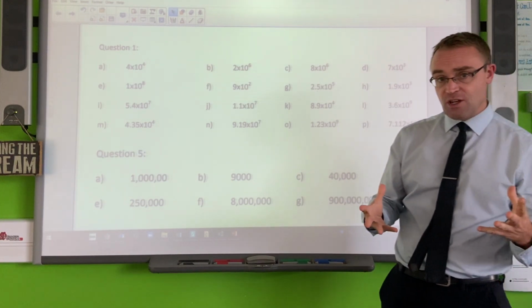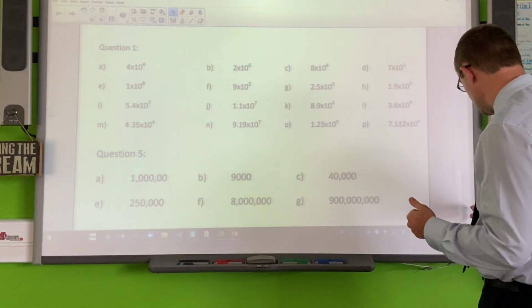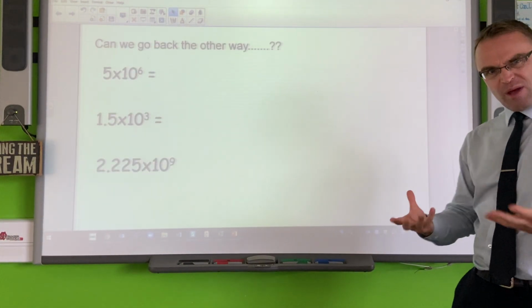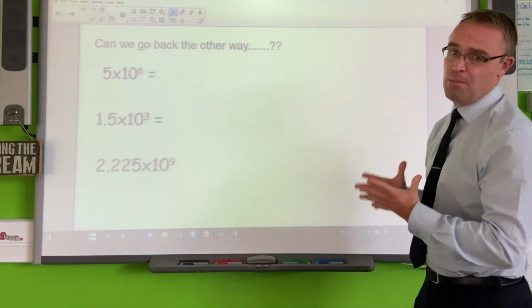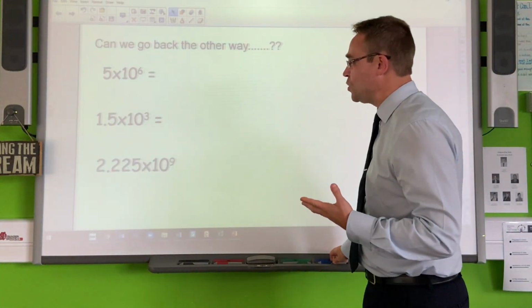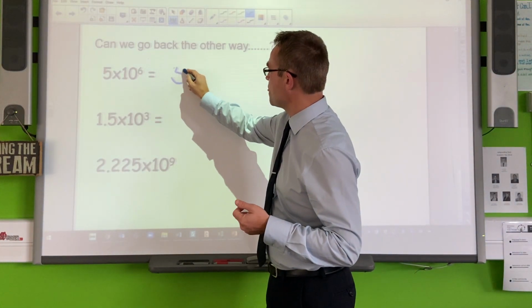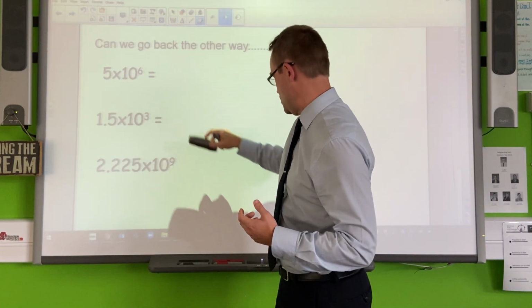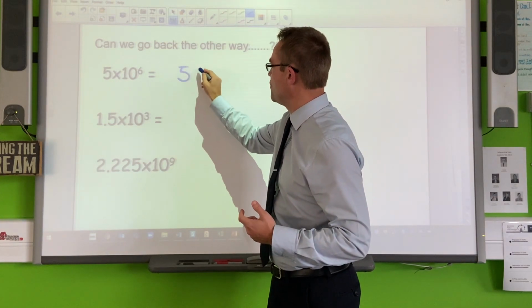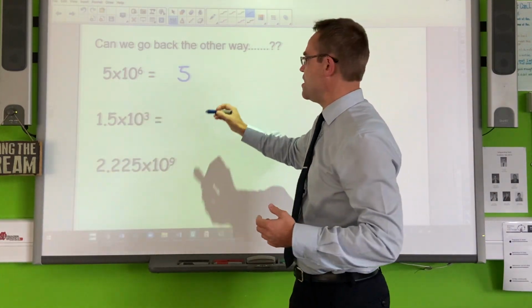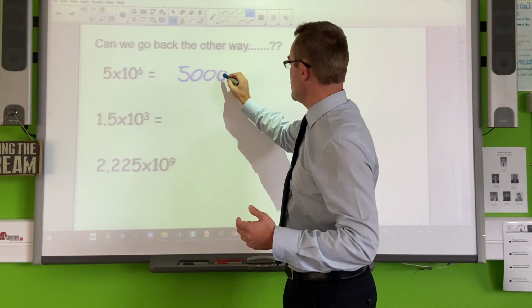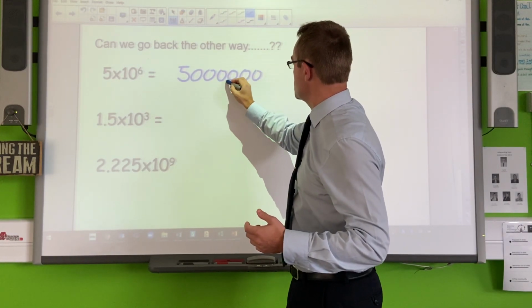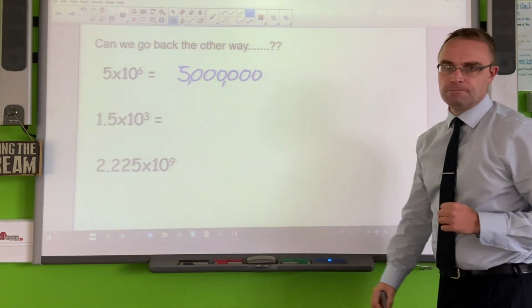I think it's important to have a look at how we go back the other way. So I've got my number, I've got my power of 10, so I know I've got 5, followed by, don't put a multiplication sign across because we're making it a normal number, 5, 10 to the power of 6, 6 zeros: 1, 2, 3, 4, 5, 6, commas from the right, 5 million.